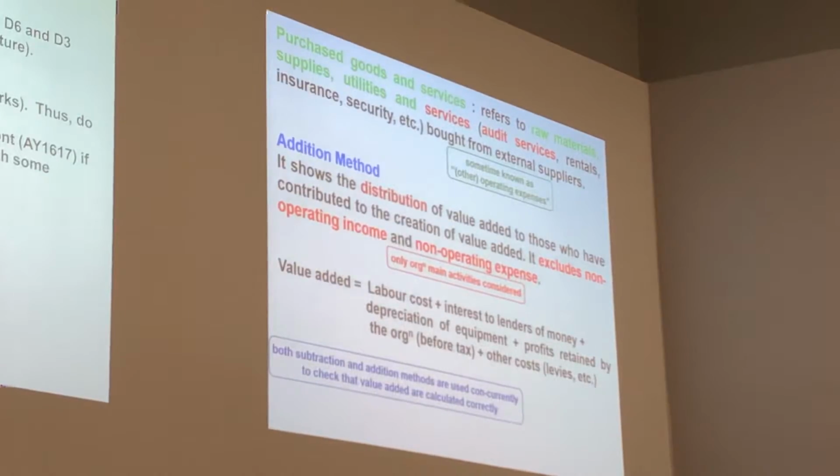Okay? You're not going to list down one by one, am I right? I pay $20 for pencil, I pay $30 for a chair. So you're going to lump all of them together as other operating expenses. Okay?